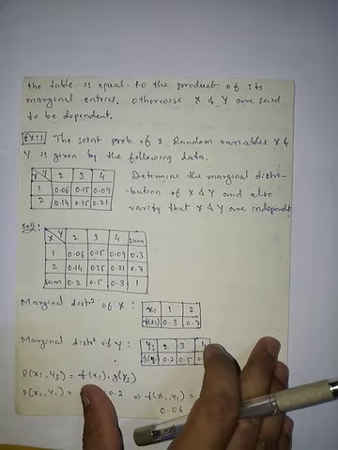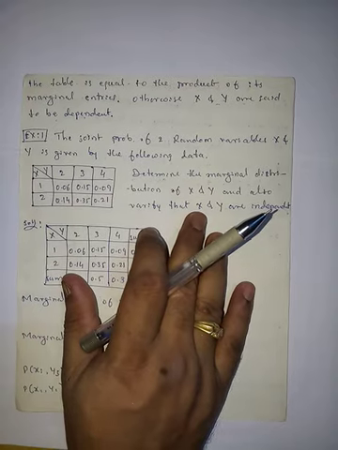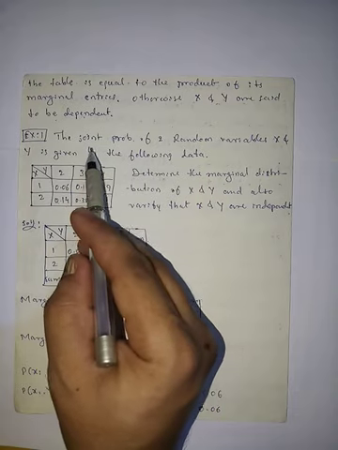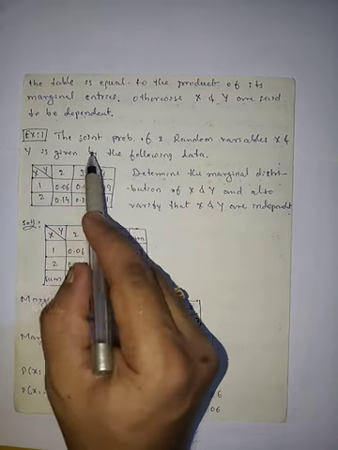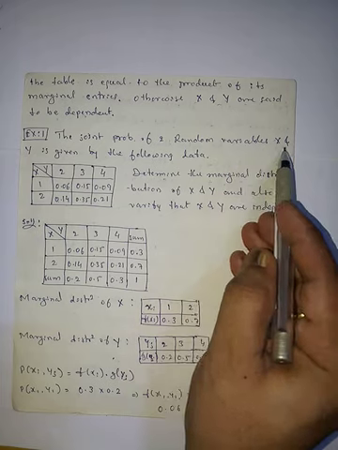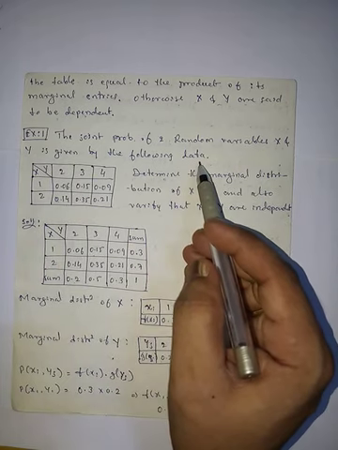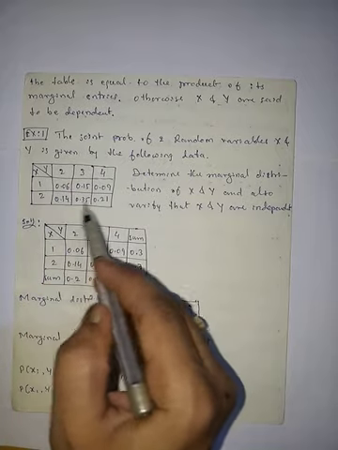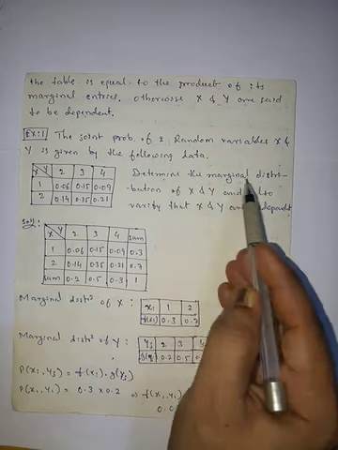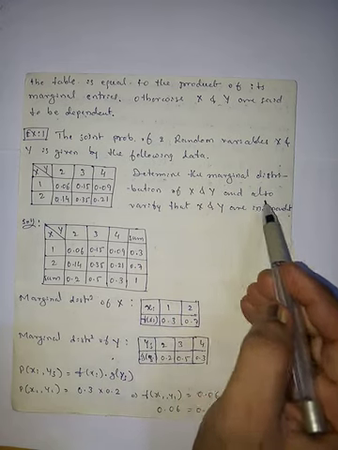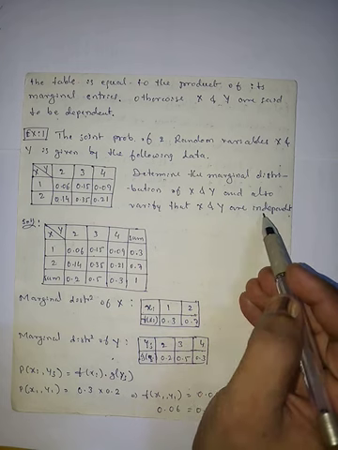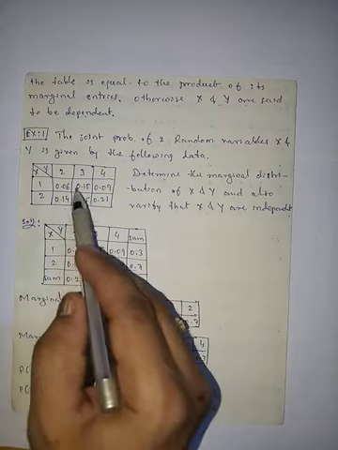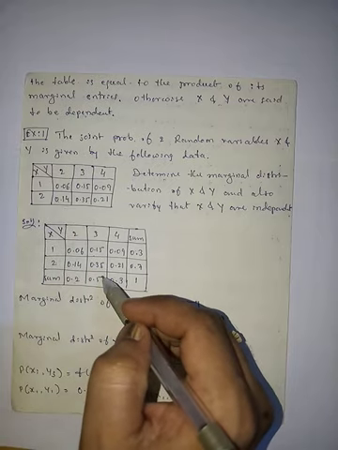Now we consider some simple examples. Whatever we have discussed so far, we take problems on those. The first one: the joint probability of two random variables x and y is given by the following data. The table is given. The question is to determine the marginal distribution of x and y and also verify whether x and y are independent. First, taking this table, you have to draw the table.